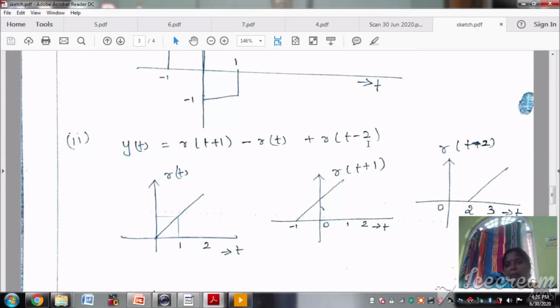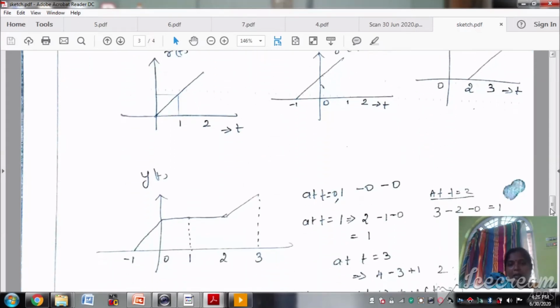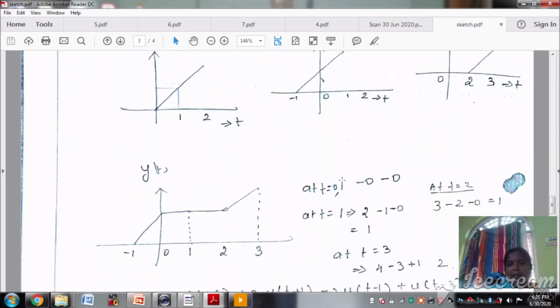Just put the values and write. Next, r of t minus 2. T naught is minus 2. Then you have to shift the signal towards the right side by 2 times. Which signal you have to shift means this basic signal only you have to shift, not this signal. Okay, so I have shifted. And the next one, how to find the output. So here I have written at t is equal to 0.